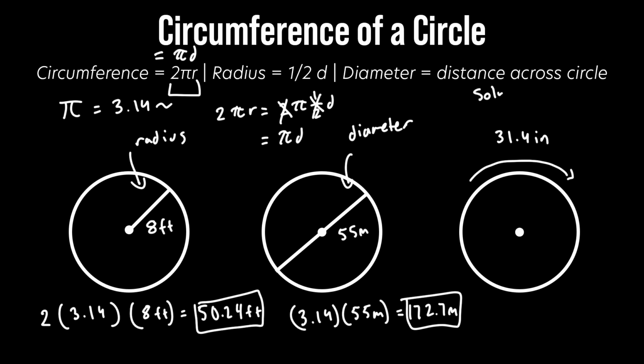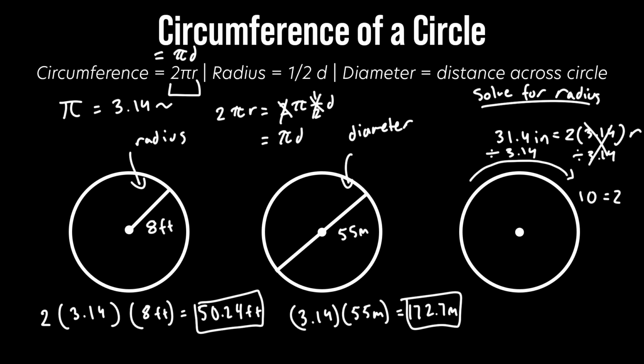So solve for radius. If circumference is 31.4 inches, so we know that 31.4 inches is equal to 2 times 3.14 times r. Let's divide both sides by 3.14, and we're going to get 31.4 divided by 3.14 is equal to 10. So we're going to have 10 is equal to 3.14 divided by 3.14 cancels out. 2r.